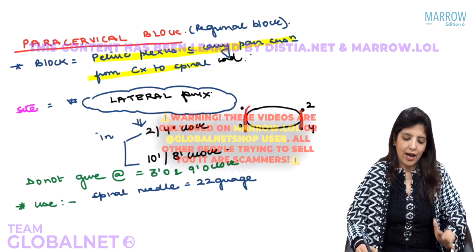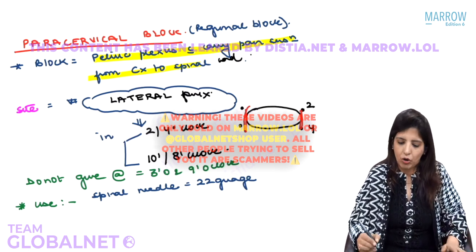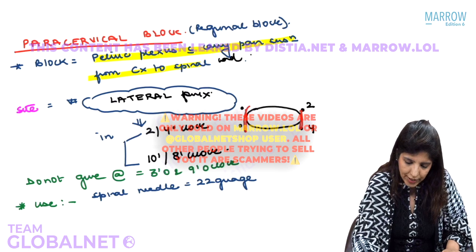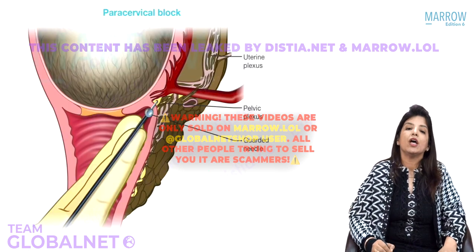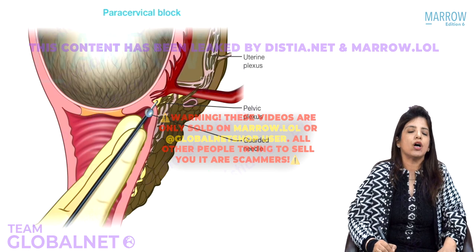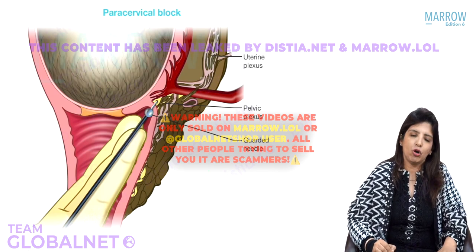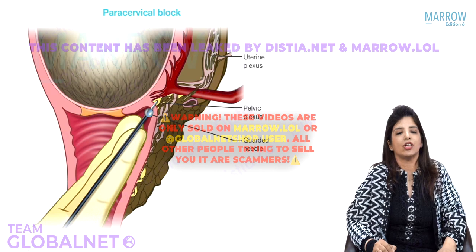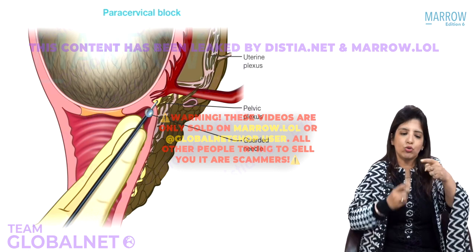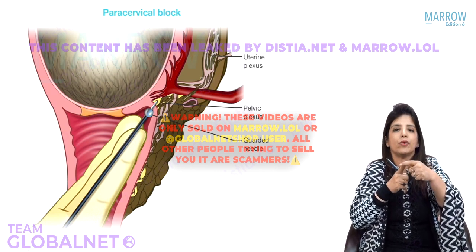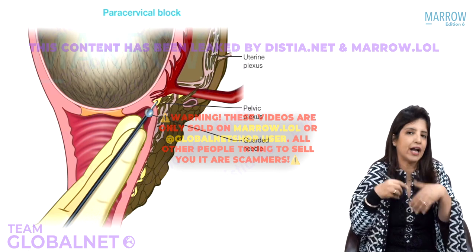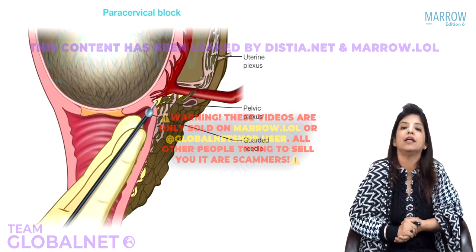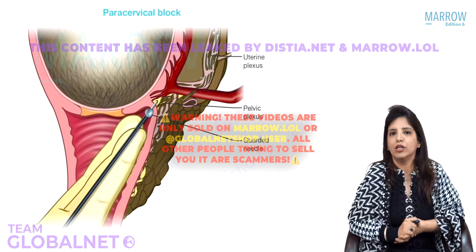Right? Now, when you are giving this block, please be very careful. I'll just show you an image over here. So you will have to use a long needle to give this block, and the long needle which you are going to use will be a 22 gauge spinal needle, which you are going to guard. The tip of the needle, you are going to guard it with your fingers, and you are going to put it in the lateral fornix of the vagina.